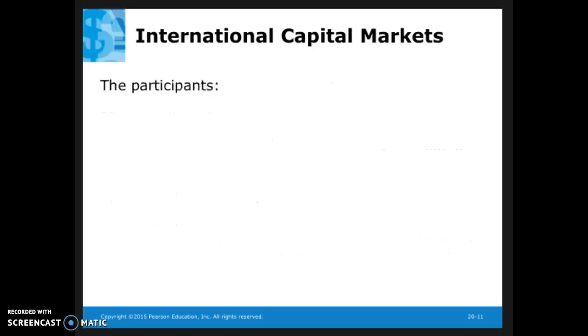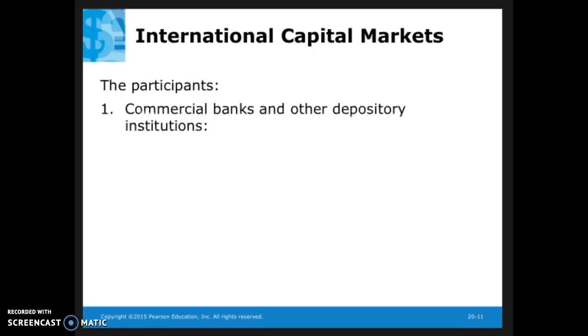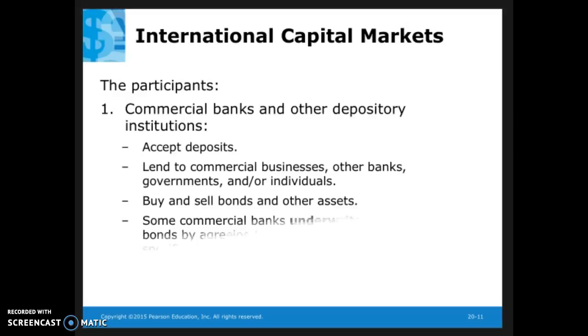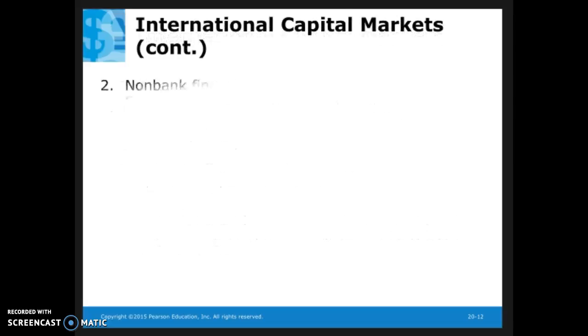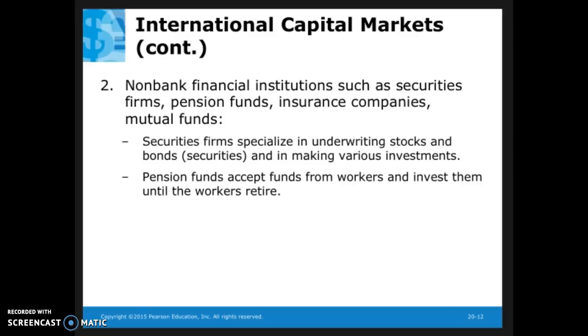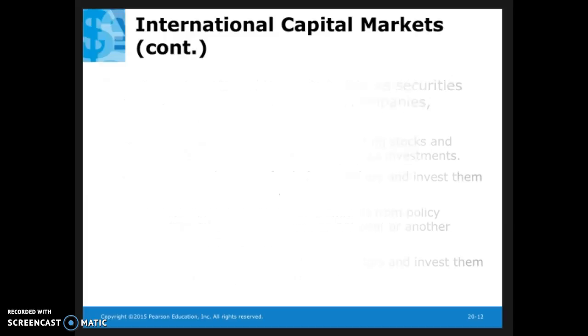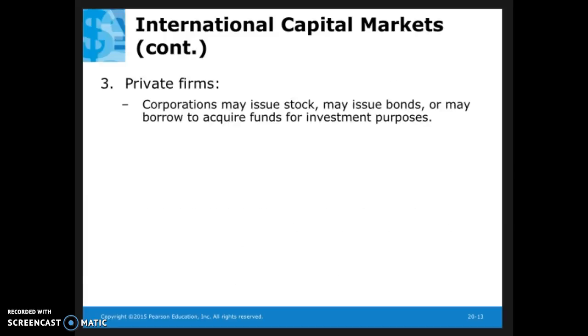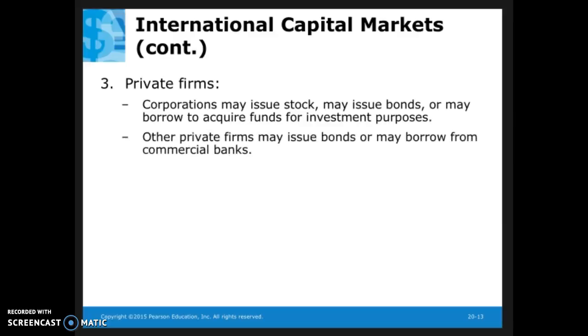So we have international capital markets. Participants are commercial banks and depository institutions. Non-bank financial institutions such as securities firms, pension funds, insurance companies, and mutual funds. Private firms. Corporations issue stock, they issue bonds, and they may borrow to acquire funds. And central banks and government agencies.